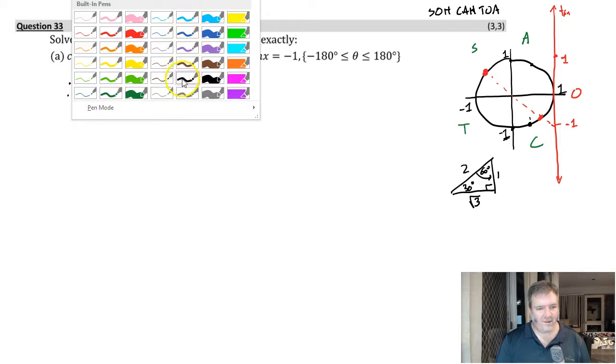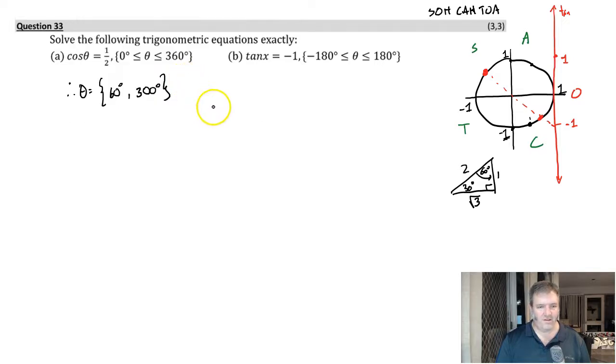Is that the right pen? How thick's that going to be? Oh, let's just find out. It looks like it'll be pretty thick, but that's okay.